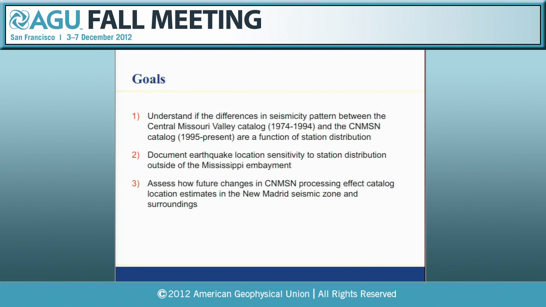And finally, we're going to assess how future changes in processing at SERI are going to affect catalog locations in the New Madrid seismic zone and the surrounding areas. So SERI is about to move to AQMS processing, which is going to actually change the way the earthquake locations are made. They're currently made in hypoellipse, and most of the locations I'll show today are actually done in hypoellipse. They will be moving to using hypoinverse. So my last slide is just going to show you what would happen when we just switch from hypoellipse to hypoinverse. And Mitch Withers has been kind enough to provide all the parameters that he's tuning so that change is not so great.